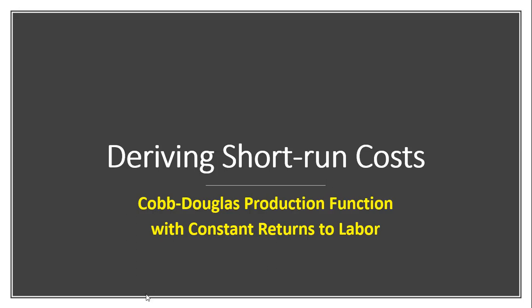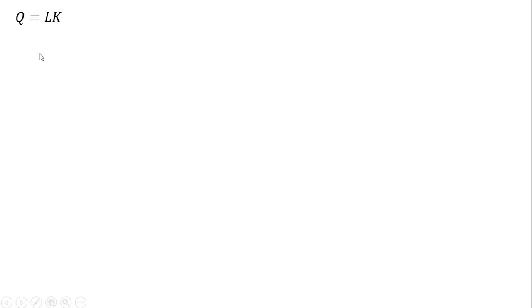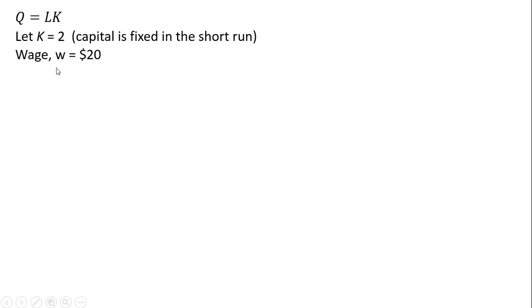Hello, in this video we're going to derive short-run costs from a Cobb-Douglas production function that displays constant returns to labor. Here is our Cobb-Douglas production function, Q equals L times K. We're going to derive short-run costs, so K is going to be fixed. Our level of capital will be fixed in the short run, and we're going to fix it at 2. I could have picked any other number, but 2 is as good as any.